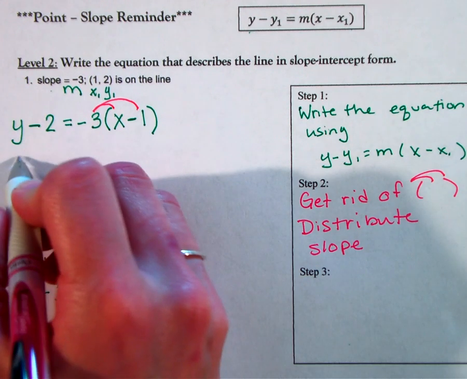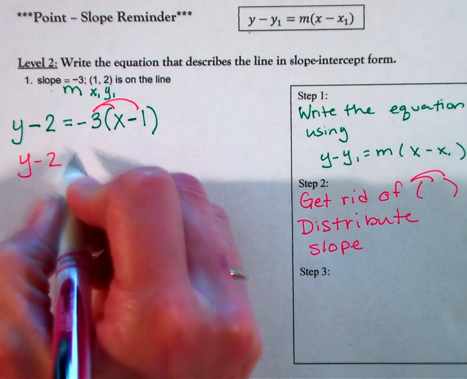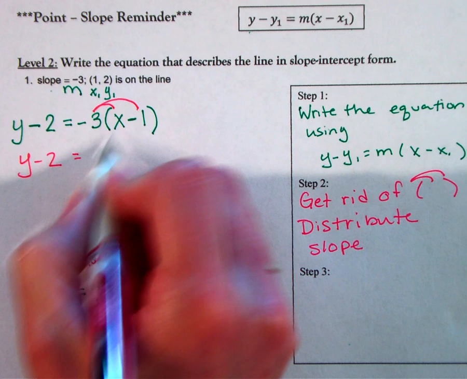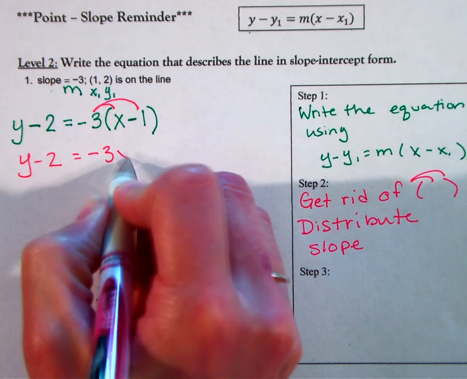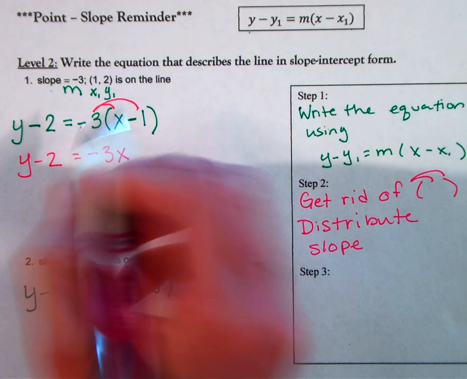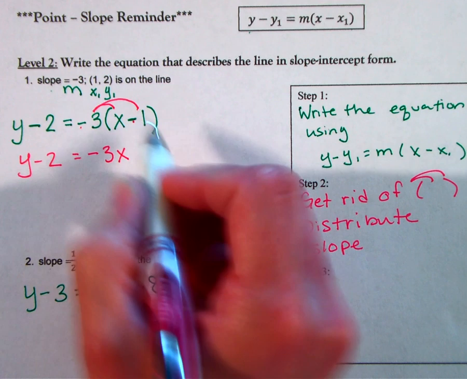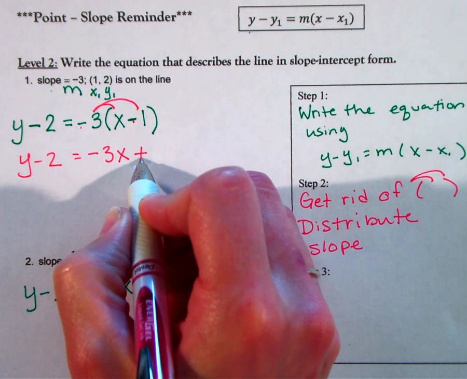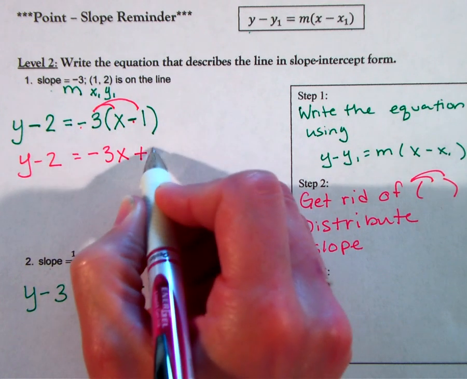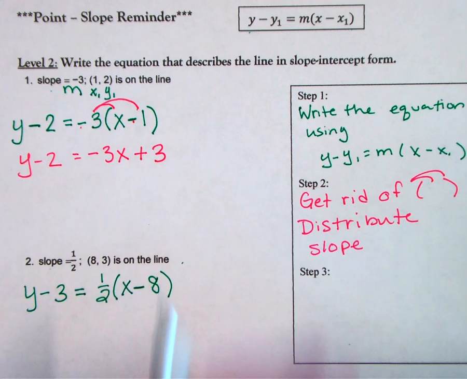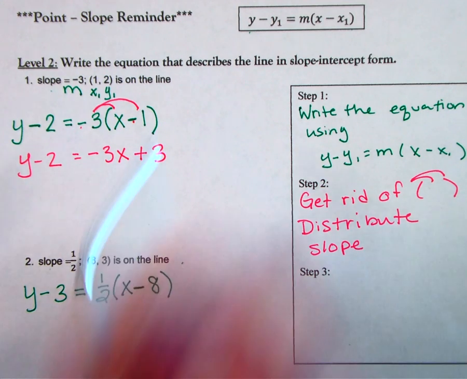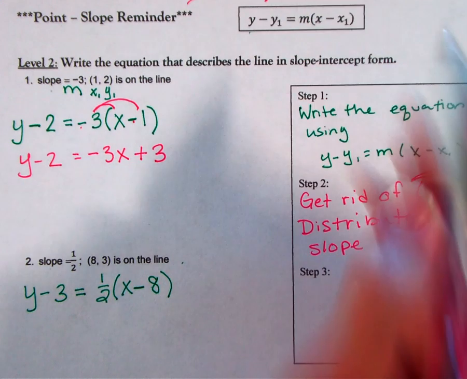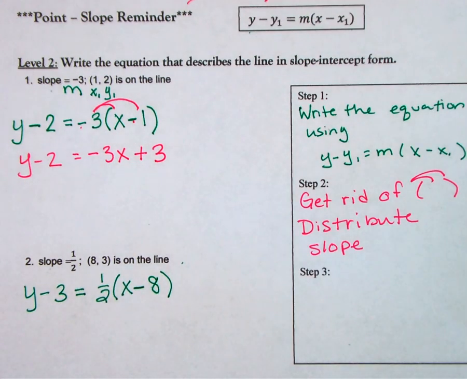This isn't going to move. y minus 2, stay there. And then negative 3 times x is negative 3x. A negative times a negative is a positive. 3 times 1 is 3. And then I'm so close to being in the form. This is point-slope form, but what I want to do is get the y by itself.